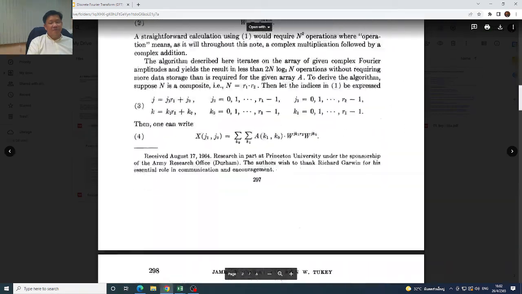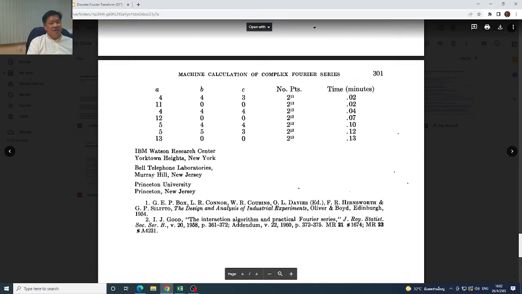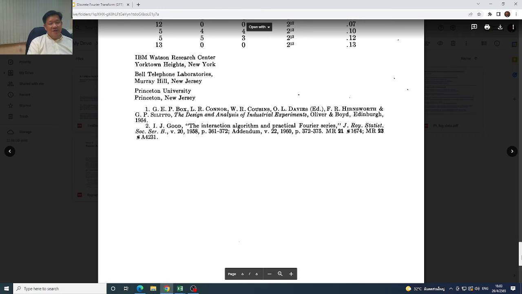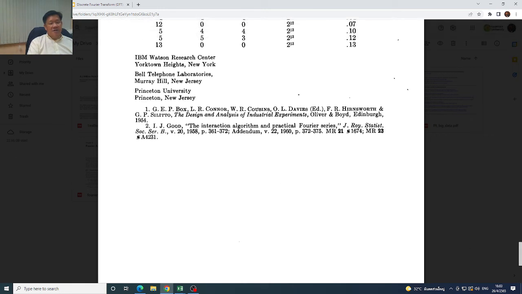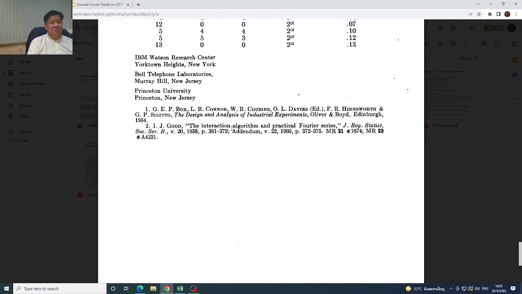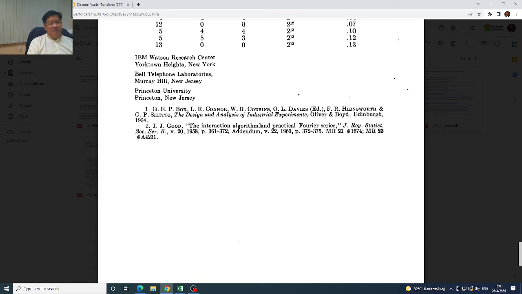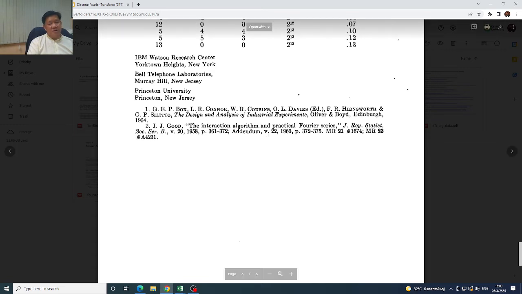And it's a very short paper from Cooley and Tukey. It was written in only about 5 or 6 pages, and only has 2 references. Only 2 references. The first one is a paper by Box, Carter, Cousin, and Davies. These 2 papers were actually related to statistical methods for experimental design.